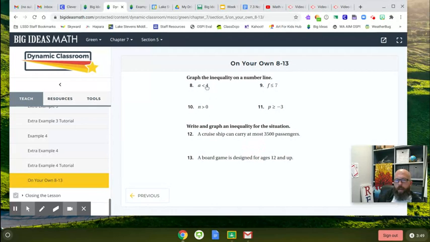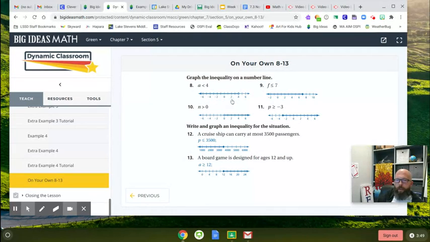Number 13. Okay, so A is less than 4. So we're going to have our number line, open circle because it's less than, and everything less than 4. F is less than or equal to 7. Closed circle because it's also equal to, it could be 7. And everything that's less than 7 should be shaded in.